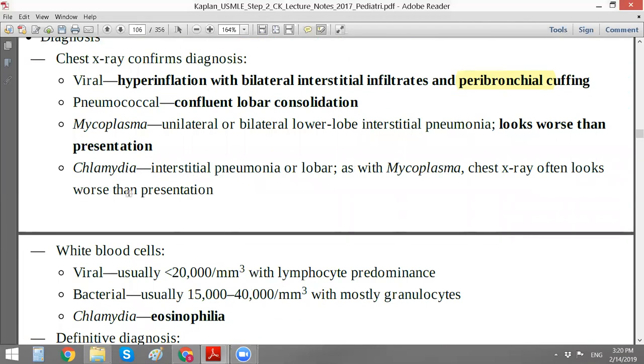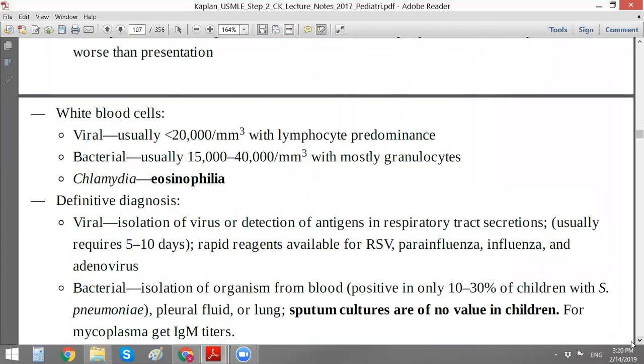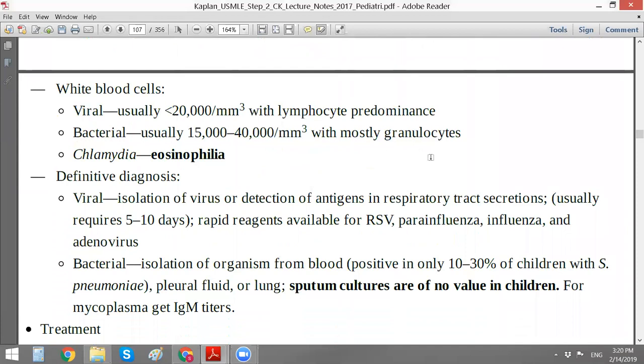Chest X-ray often looks worse than the presentation. And WBC count: viral is usually less than 20,000 with lymphocyte predominance. Bacterial is 15,000 to 40,000 with mostly granulocytes. Chlamydia shows eosinophilia. This is very important.